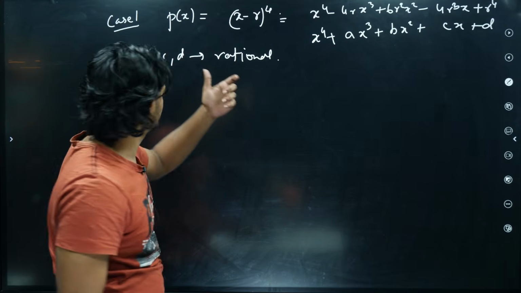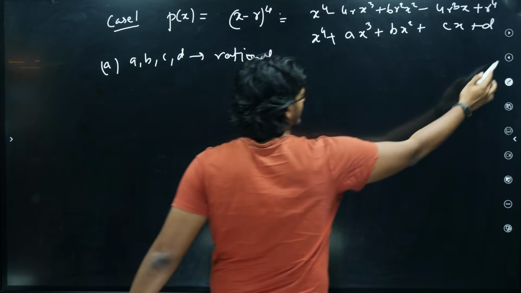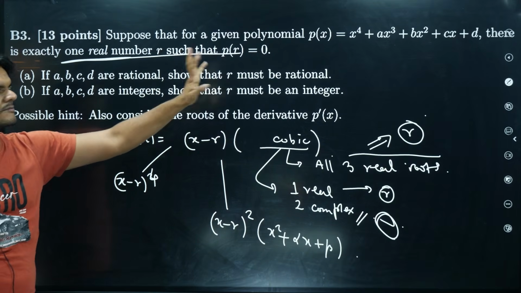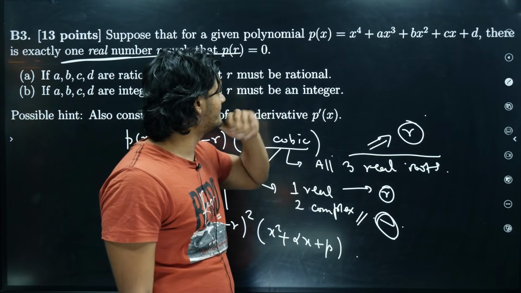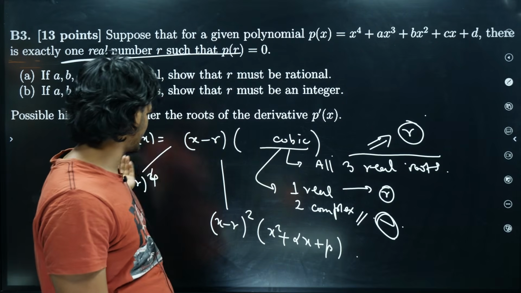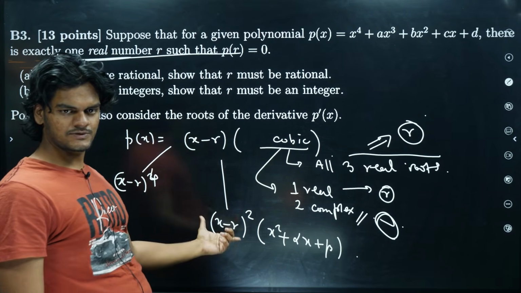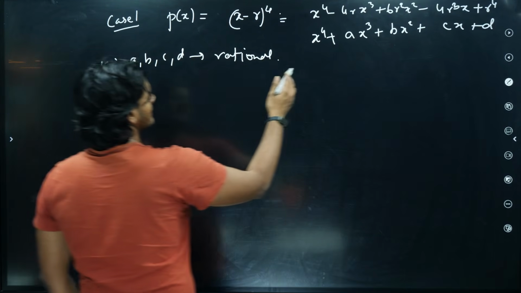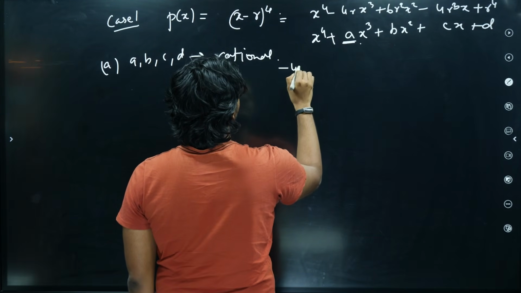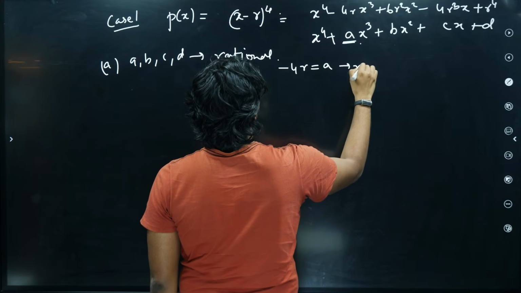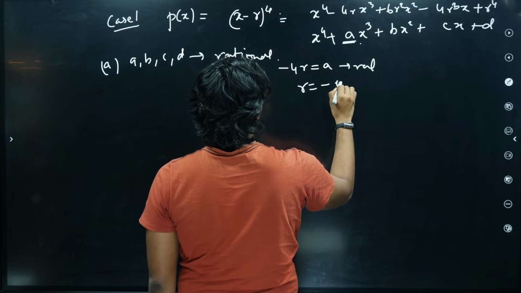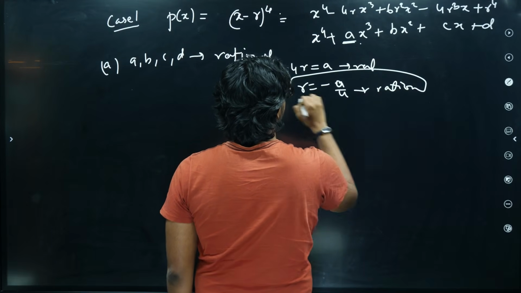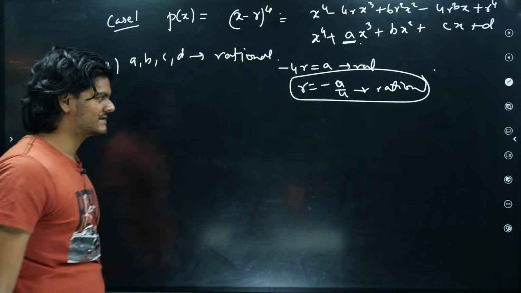In the question, we have two parts over there. So what does the first part say? Show that if a, b, c, d are rational, then r must be rational. So this we have to show in both case 1 and case 2. So case 1 is this, case 2 is that. So let's see. If a, b, c, d are rational, that means a is rational. So minus 4 into r equal to a is rational. So obviously r equal to minus a by 4 will be rational. So that was easy to see.